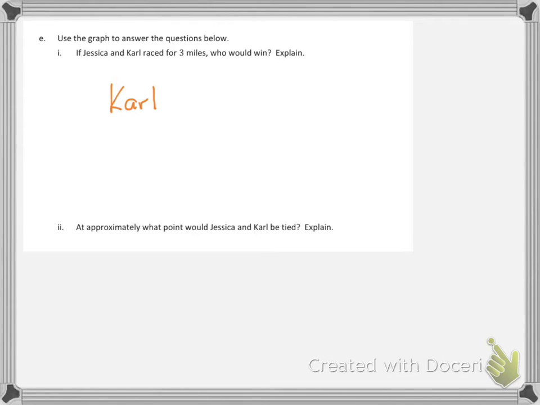So at approximately what point would Jessica and Carl be tied? We thought that was going to be at about the 2.5 mile mark. Okay? So we're going to be solving these systems of equations. Right now we're just looking at what they look like on the graph, and that's your lesson for today. I hope that helps.